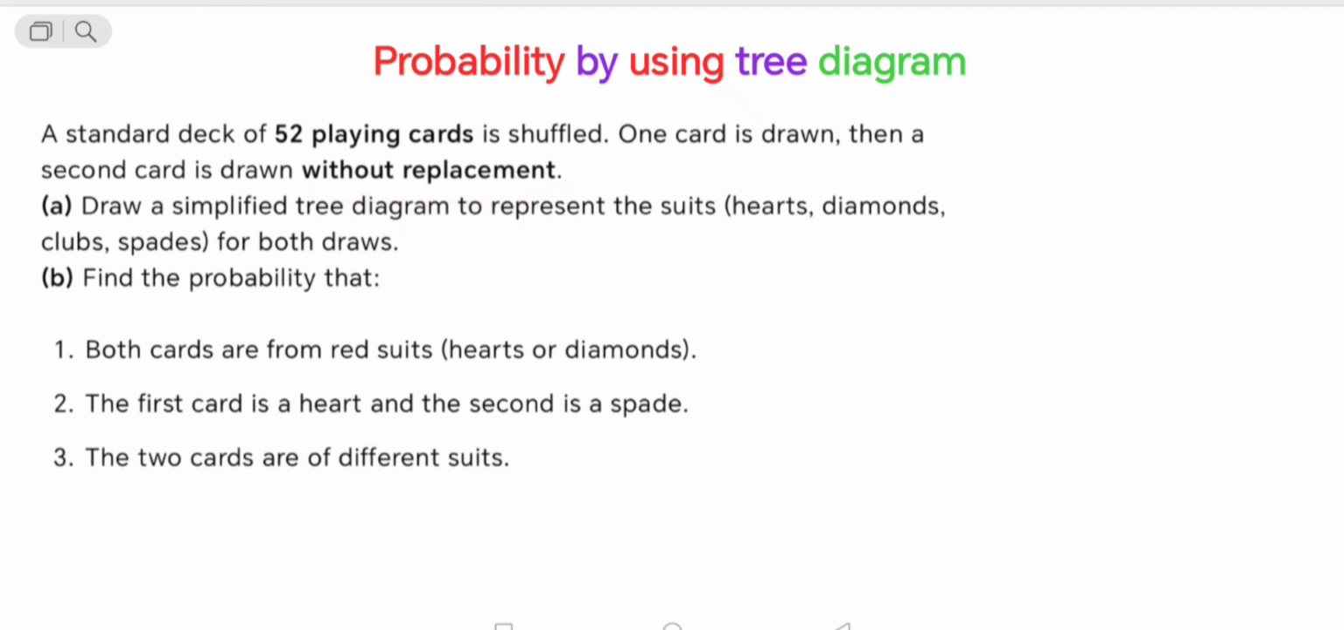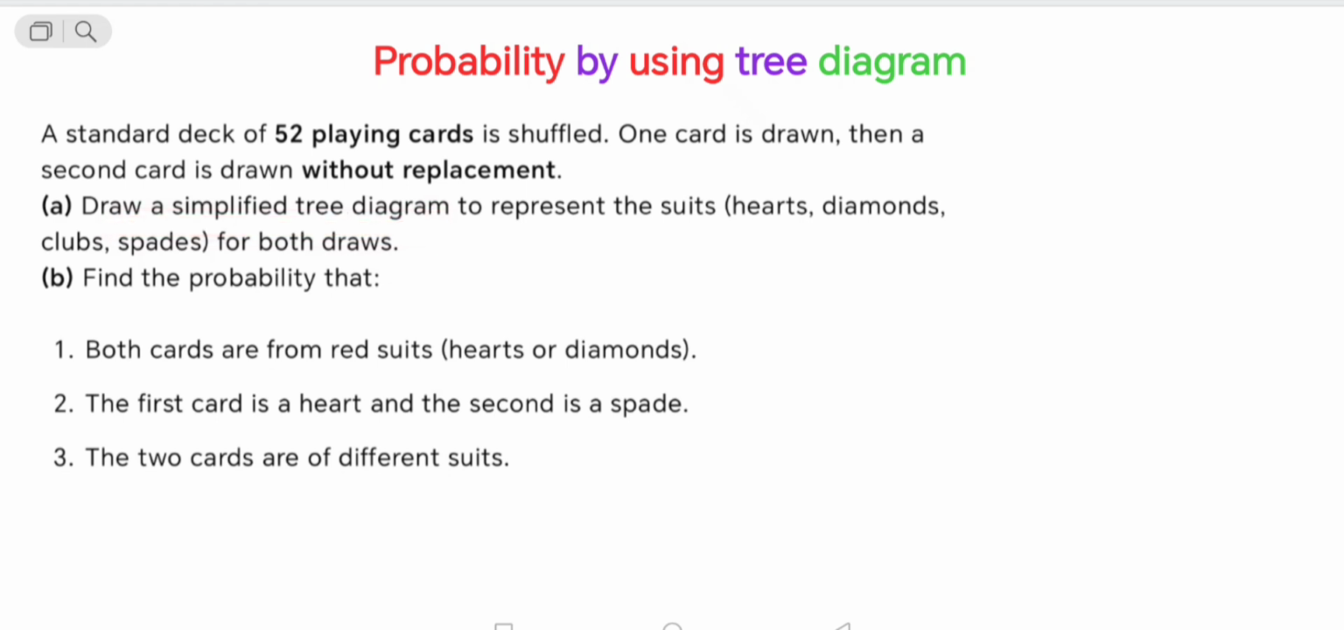Look at the question: a standard deck of 52 playing cards. You know the playing cards, we have a total of 52 cards. First you will draw one card, then again you will draw a second card. In the first question, we have parts A and B to solve. The first thing they are asking you to do is draw a tree diagram.